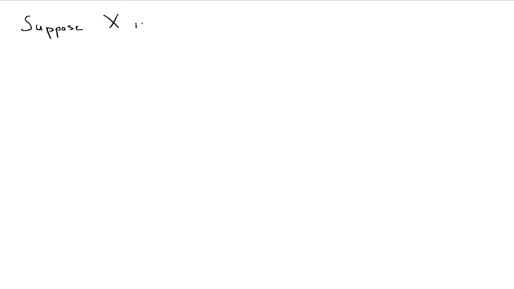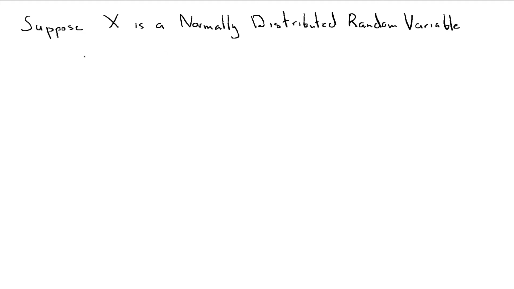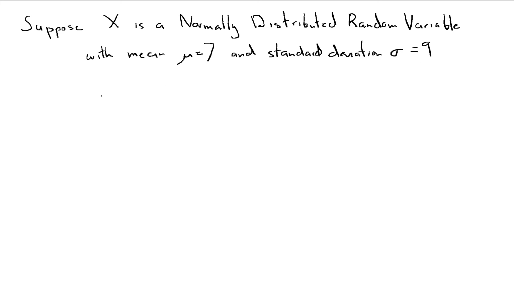Suppose that x is a normally distributed random variable with a mean mu equal to 7 and a standard deviation sigma equal to 9, and you want to compute the probability that your x is between -2 and 8. So that means that x is greater than -2 and x is less than 8. You will use your calculator to do this.